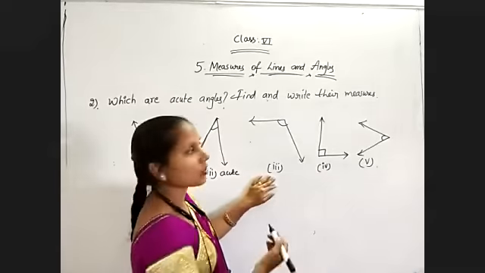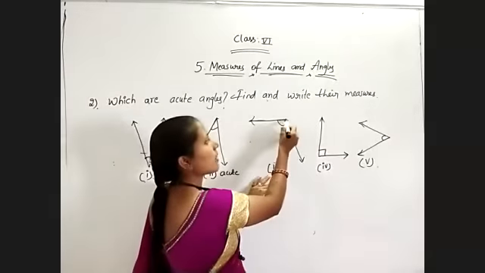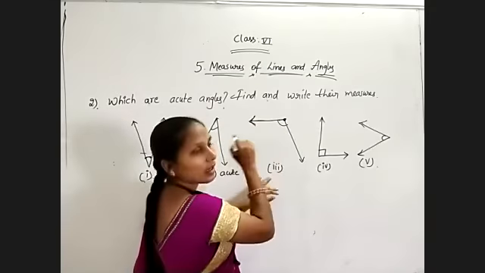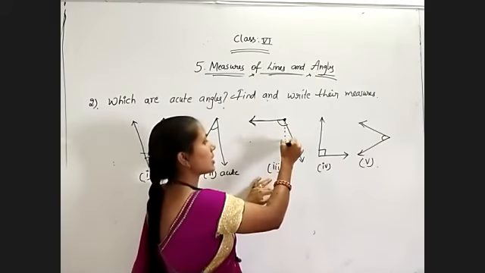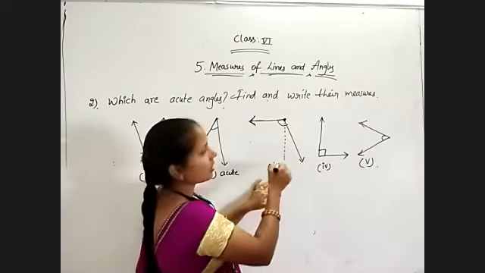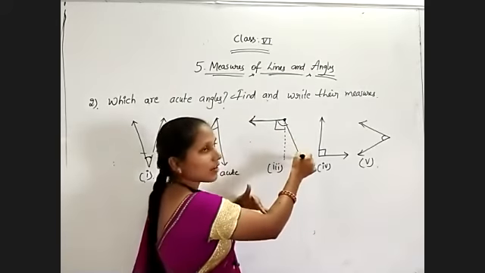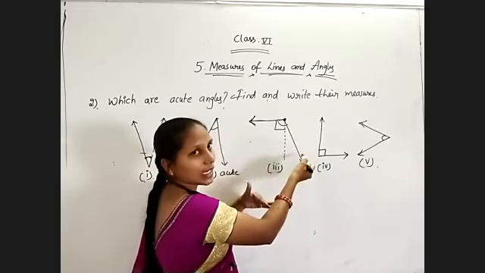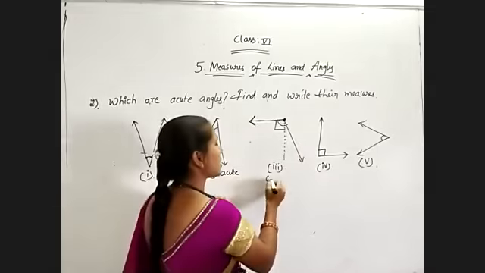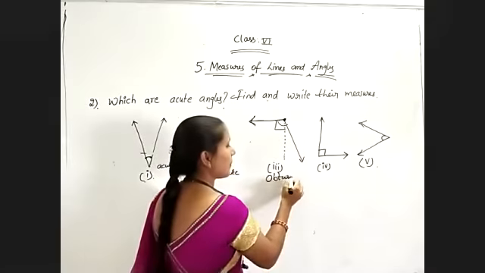Coming to the third question, I am using this one as the base. Now try to construct 90 degrees by using your protractor. Again, I will get an L shape like this. Now observe the other arm of the angle. It is more than 90 degrees. More than 90 degrees means it is an obtuse angle.